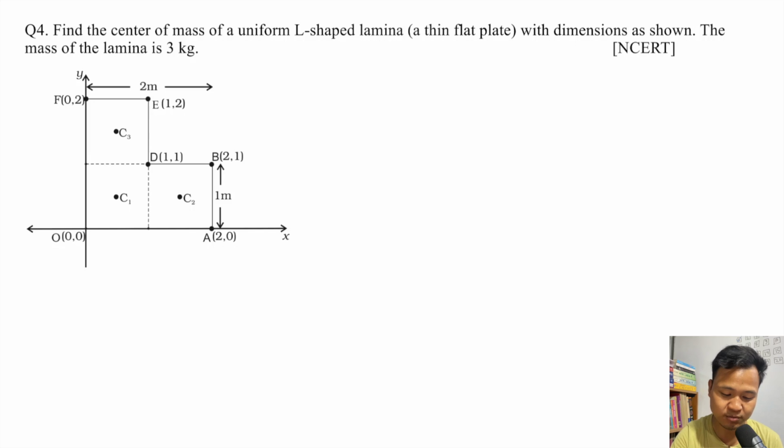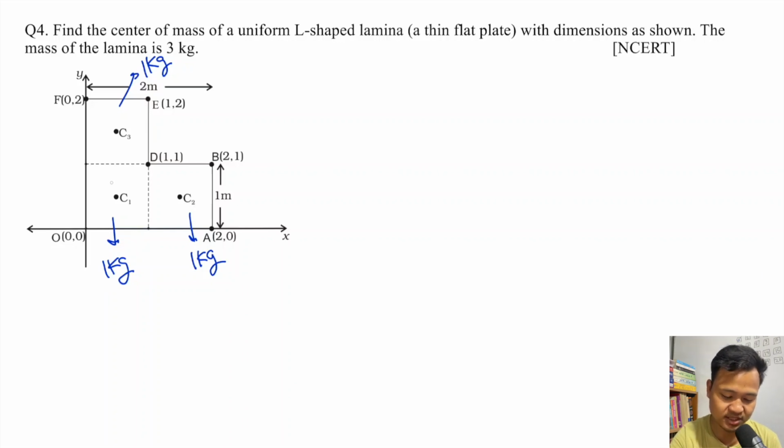Each lamina is 1 kg. So the first is 1 kg, the second is also 1 kg. Okay, all of these are 1 kg. Then we take x1 y1, x2 y2 and x3 y3 as the centers of mass.